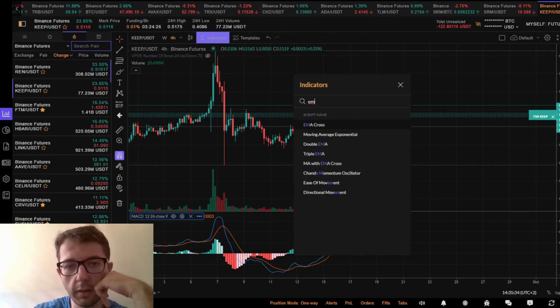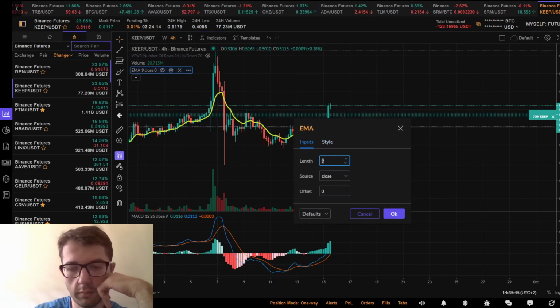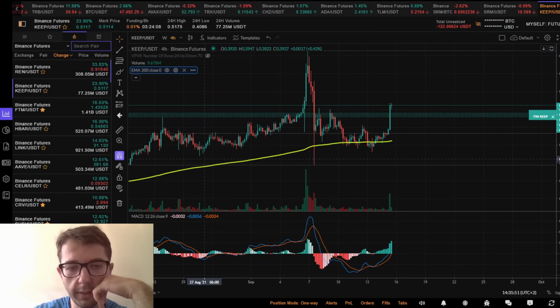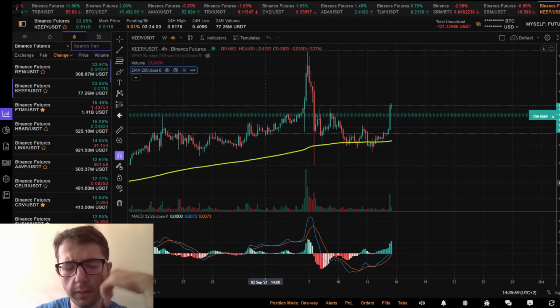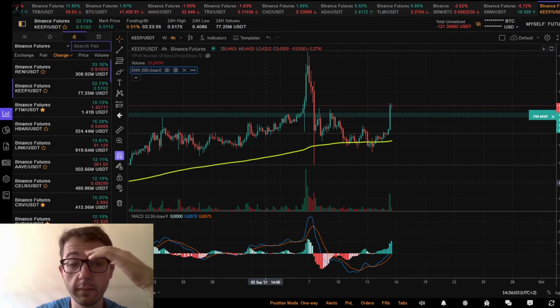Just add a 200 EMA, and basically you buy every time the MACD crosses above the signal line, and you sell when the price is below the EMA and the MACD crosses below the signal. So basically that's how the MACD is used.